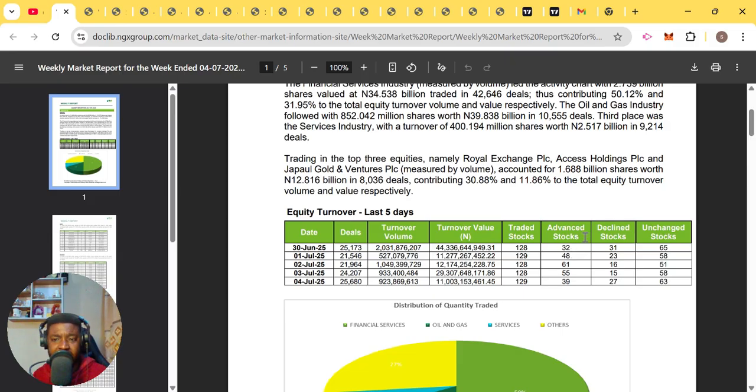On the 30th, the advancers weren't much, just 32. Then we moved to 48, then 61, 55, and now 38. So that's the stocks that actually gained, and the decliners were 31 and 23 along the day.